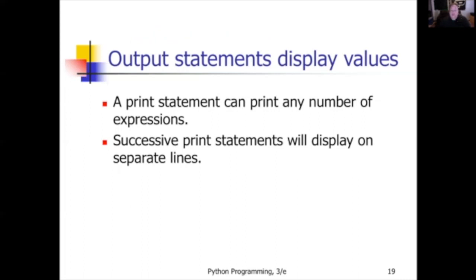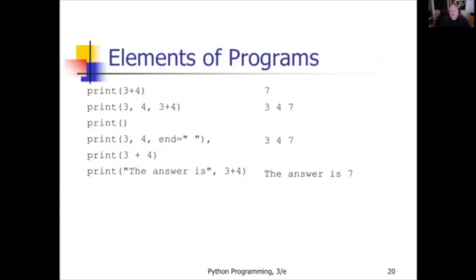And more than one print statement shows on separate lines. Basically, if you use a print statement, print parentheses something, it's going to add a new line character to the end. It's like pressing enter on the keyboard. So every time you use print, it's going to add a new line, a separate line on the screen. You can even just use print and left-right parentheses with nothing in there, and it'll just print a blank line for you. So that's helpful when you're laying out your output.